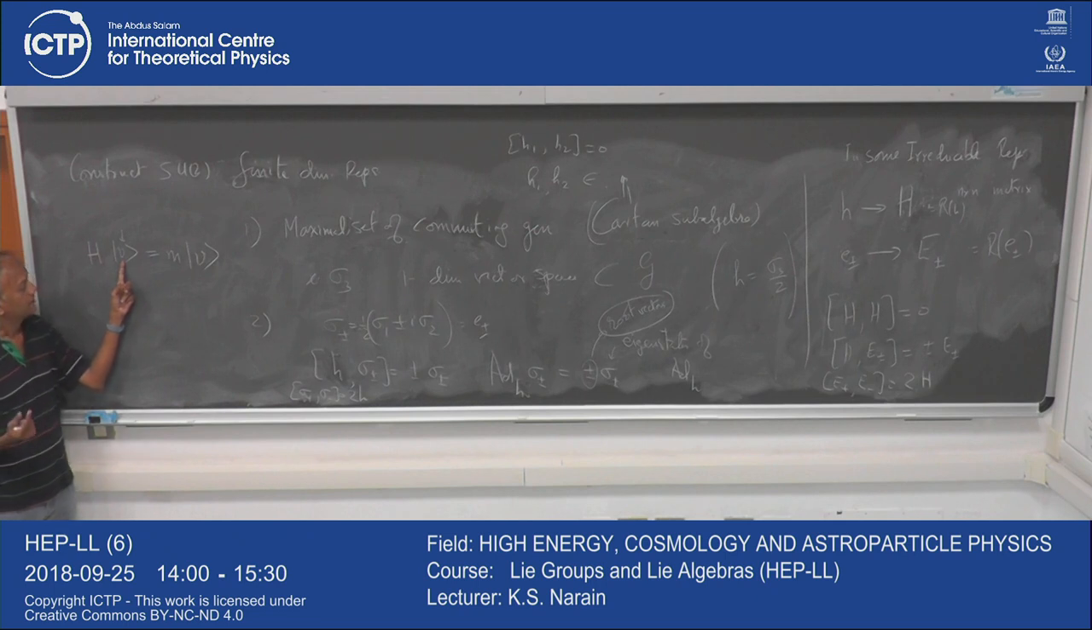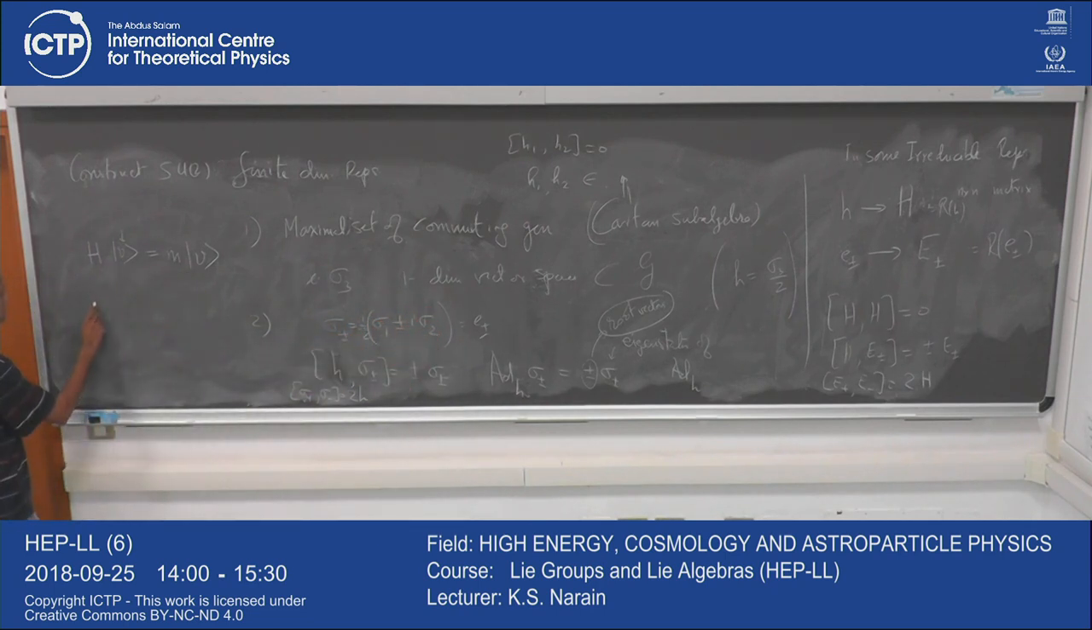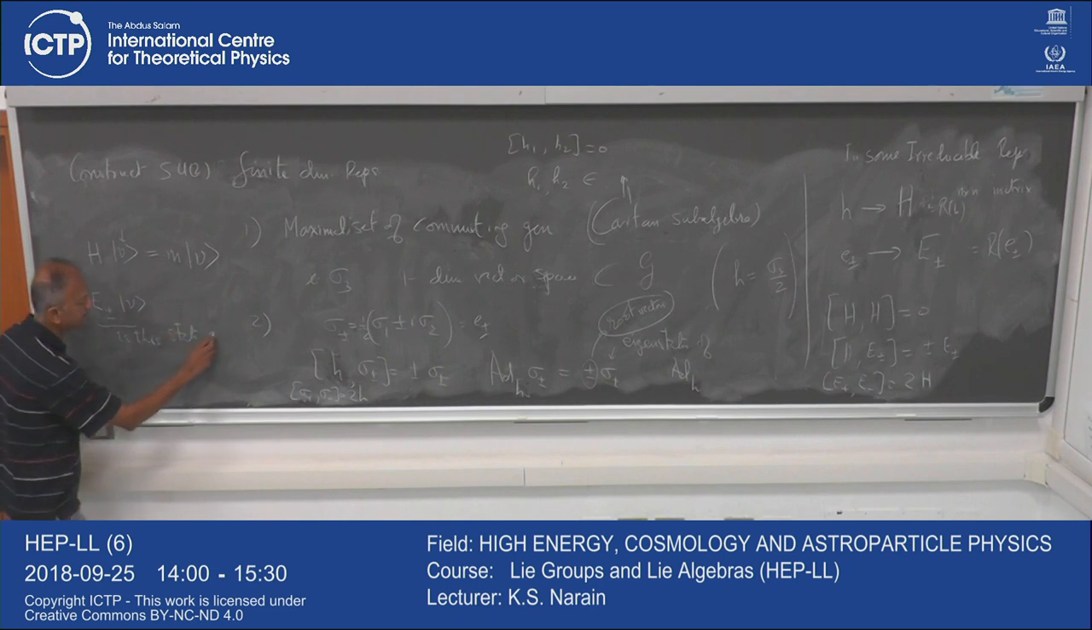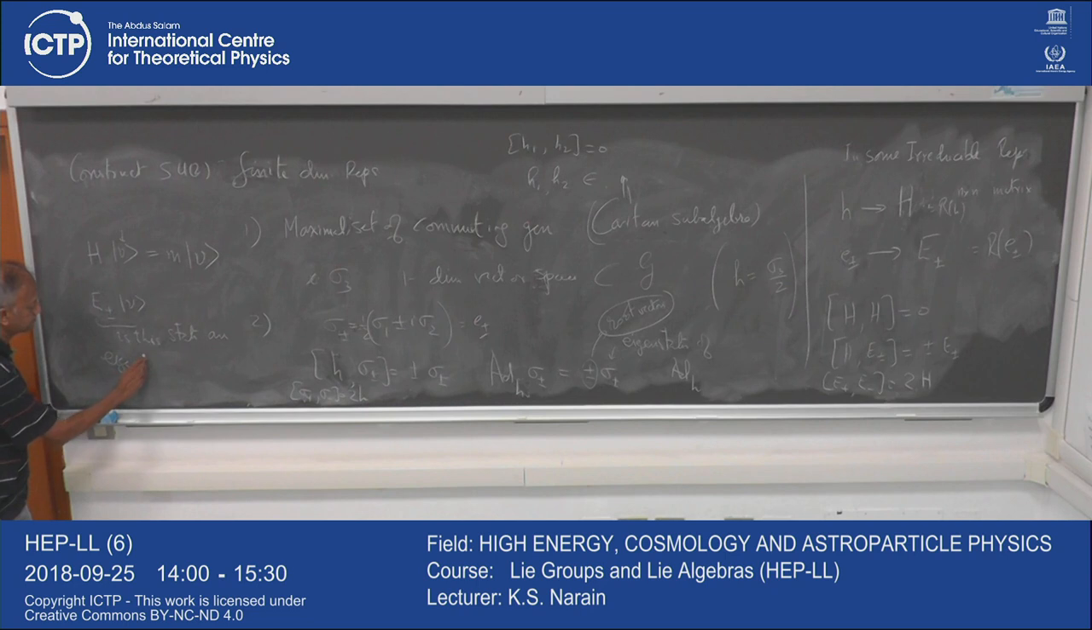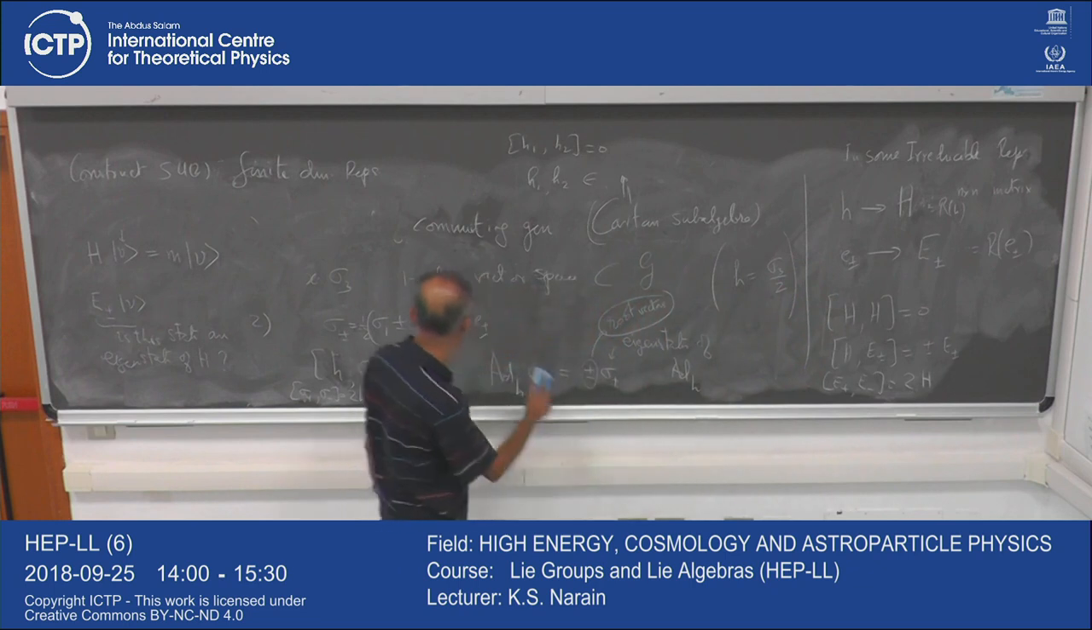Now you can ask the question, what happens when I apply the remaining generators? The remaining generators are exactly E plus and E minus, right? So the question is, when I apply E plus or E minus on the state V, can I say something about the state? For example, one can ask, is this state again an eigenstate of H? That's the one question you can ask. There are two states, plus and minus. Are these states eigenstates of H? That's the question. To check it, I just apply H and see what I get. I can erase this part. I just need the commutation relations now.